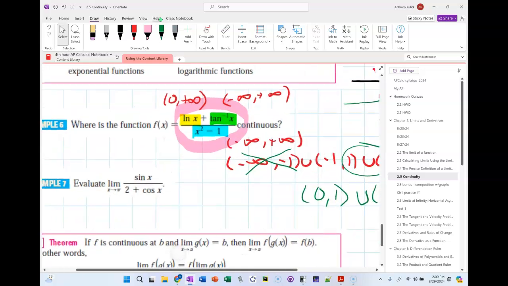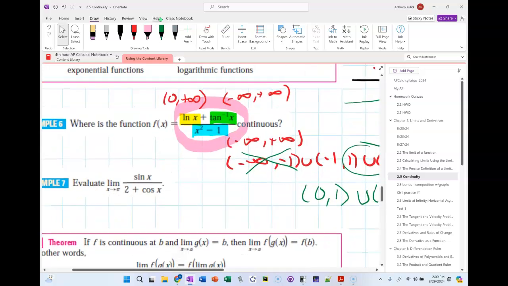All right. If I look at the next one, I see I have a rational function, right? So the numerator is a trig that's continuous over its whole domain. What's the domain for sine x?